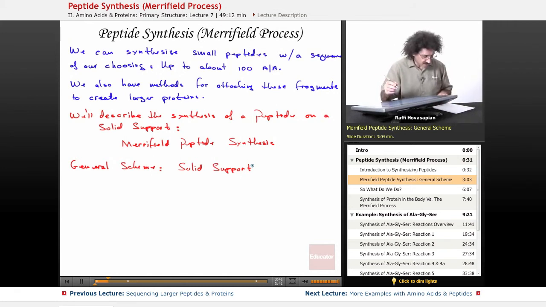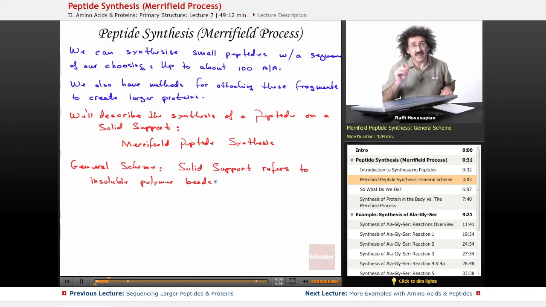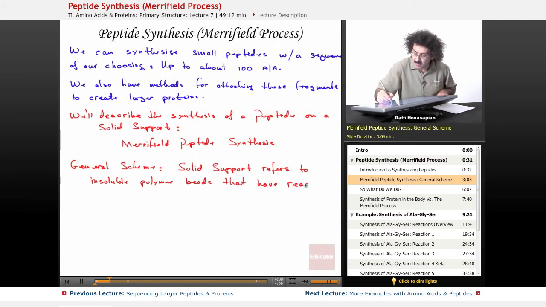So, solid support refers to insoluble polymer beads that have reactive chemical groups attached to them. Just think of really, really tiny small pieces of plastic. That's all it is. And they look like this.